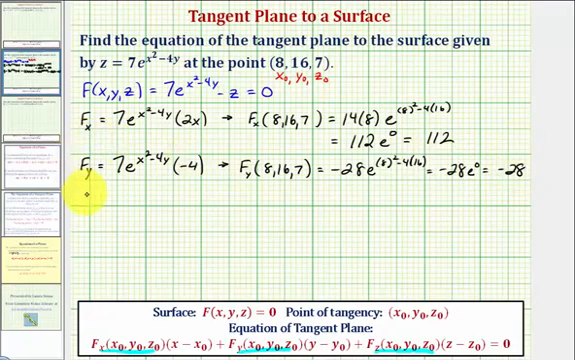And then finally the partial with respect to z, treating x and y as constants. So the derivative of this first term with respect to z would be 0. The derivative of negative z with respect to z would be negative 1. And of course, at any point, the partial with respect to z would be negative 1.